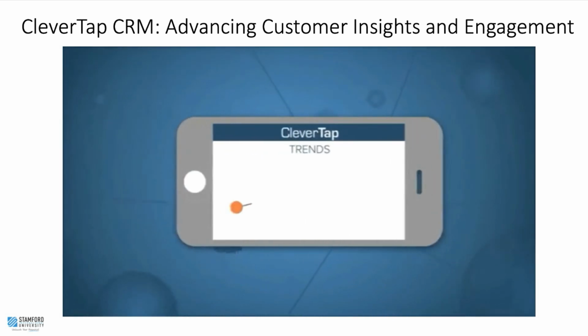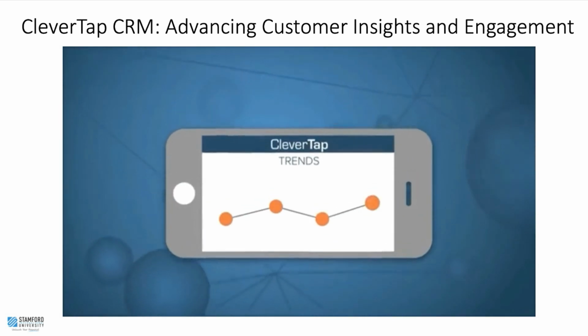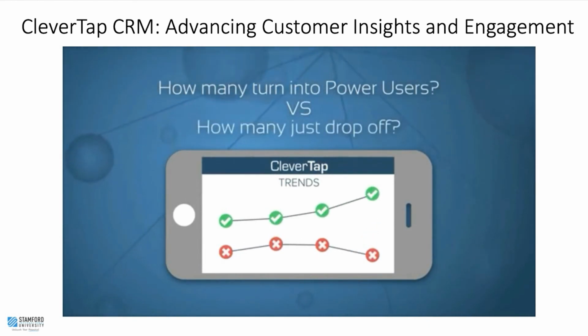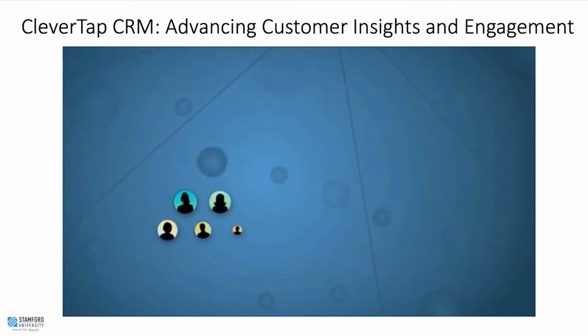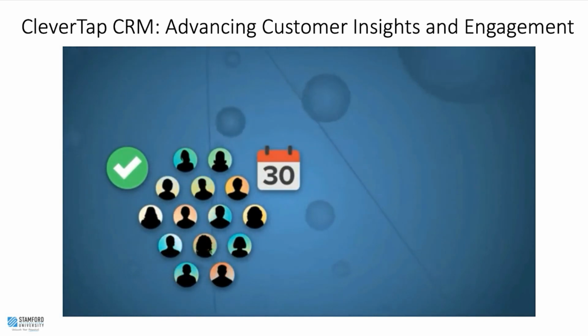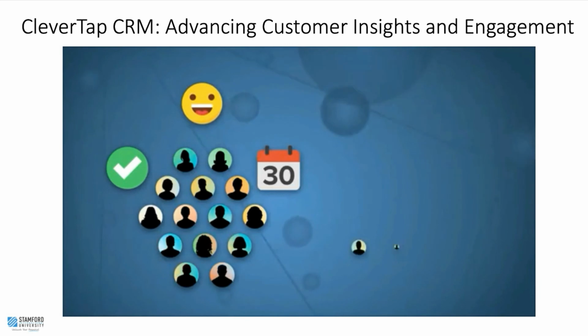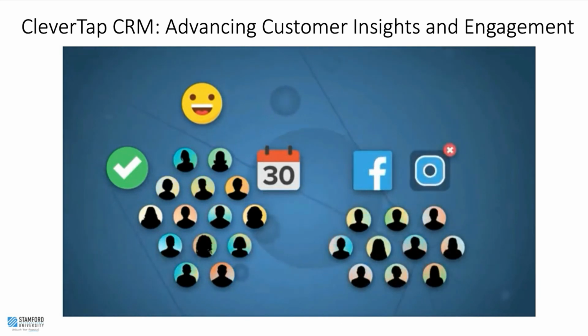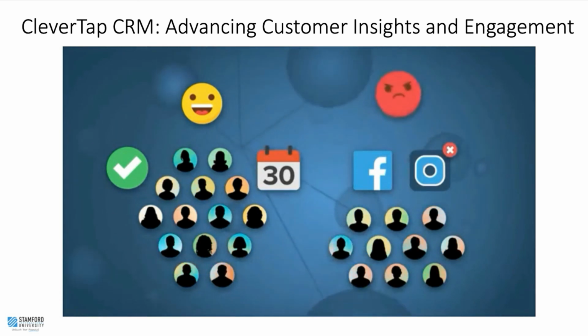You can also see how they trend over time, or how many turn into power users versus how many just drop off. When a segment of new users who turn into power users within 30 days grows, it's time to rejoice. But when a segment consisting of users acquired from Facebook but didn't launch the app in the past 2 weeks grows, well, it's time to take serious action.